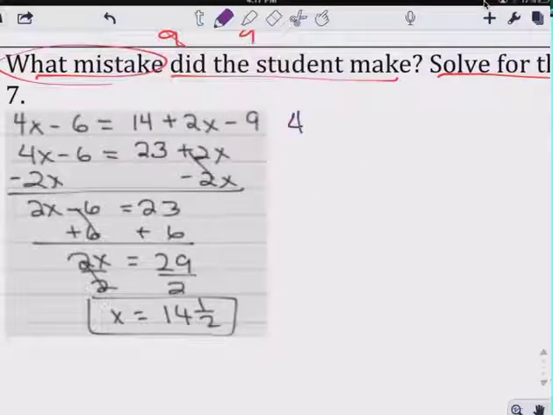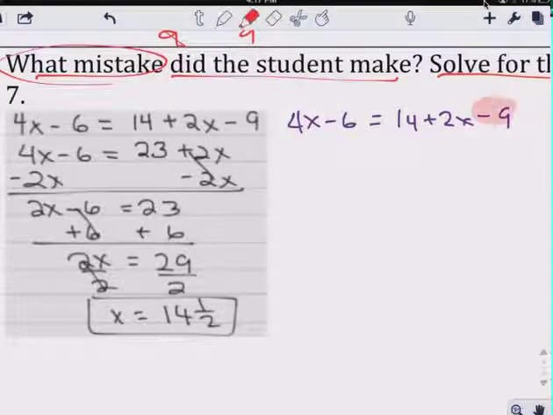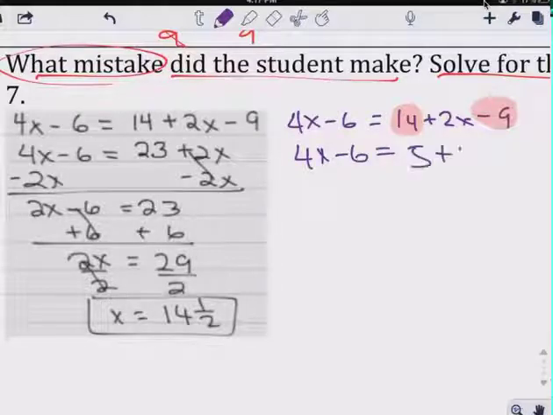So 4x minus 6 equals 14 plus 2x minus 9. You combine these, they're like terms, but in this case, this child added. You're supposed to subtract 4x minus 6. 14 minus 9 is 5 plus 2x. Okay, so here's the mistake. This child accidentally added instead of subtracted.